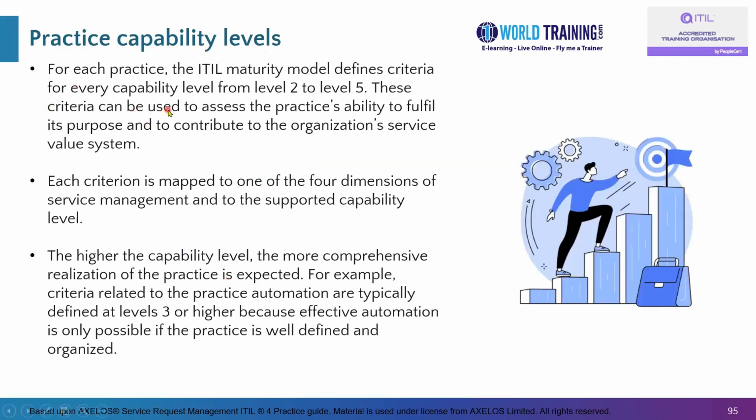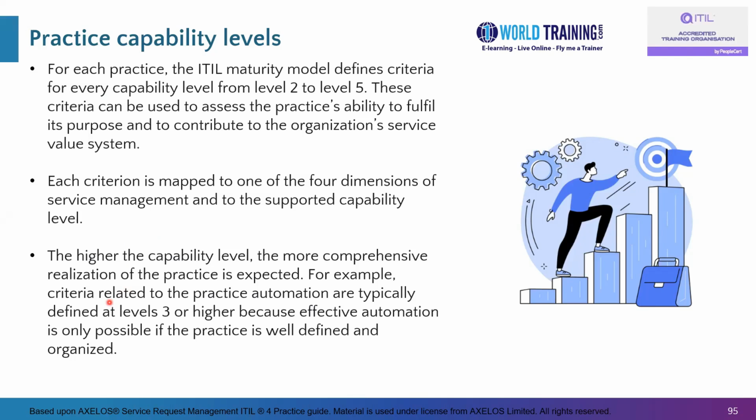And that's what is explained in the slide. In theory, what I just narrated, that there are level 2 to level 5 and criteria for each of these levels, and assessing whether these criteria are being achieved or not can help an organization ascertain what level they are at. And of course, if the capability level is higher based on the assessment, then the practice is realized in a much more holistic or comprehensive way.